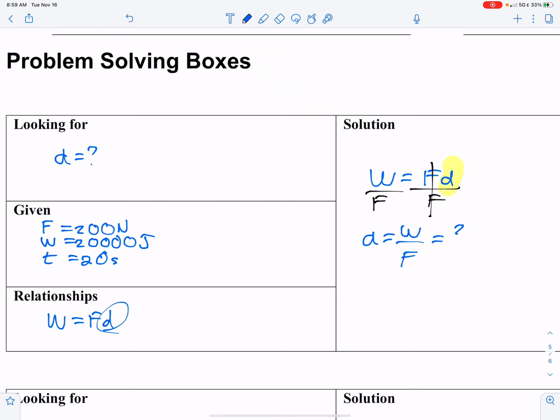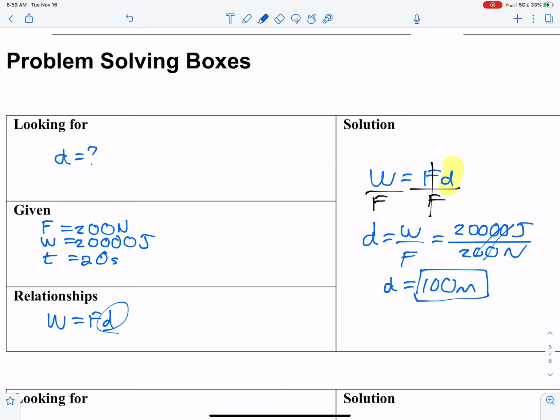Distance is work, 20,000 joules of work, divided by 200 newtons of force. Sorry, meant to write D. You can see a couple factors of zeros cancel, and 200 over 2 is 100. 100 meters. So it turns out we didn't even need the time, did we?